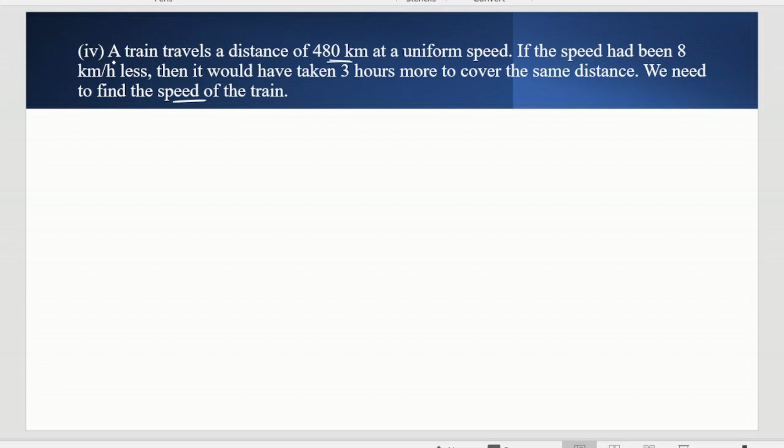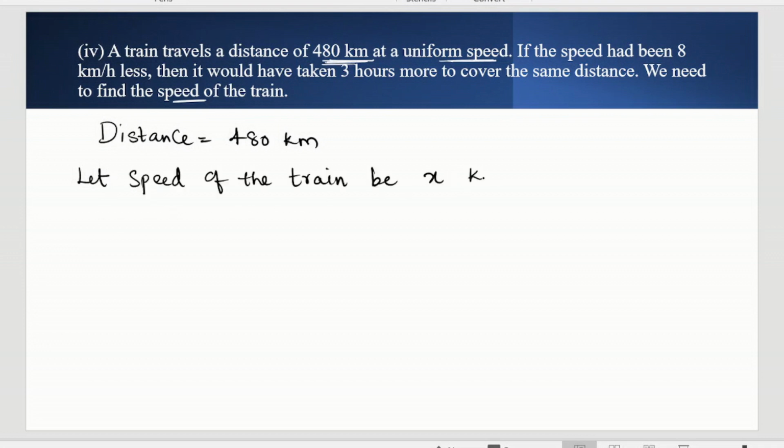So see the question. A train travels a distance of 480 kilometers at a uniform speed. So what is the distance? Distance is 480 kilometers, right? At a uniform speed. So we don't know the speed of the train, so we need to find it. Let us assume the speed of the train to be x, okay? Let the speed of the train be x kilometers per hour.